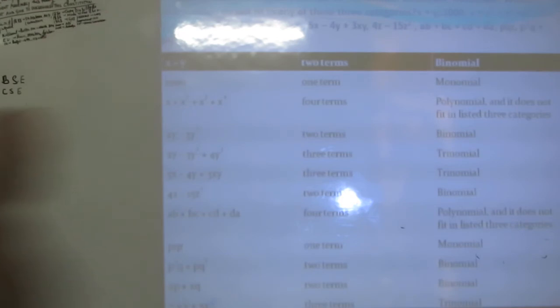Next is 4z minus 15z square. It has two terms. First is 4z, second is minus 15z square. So it is binomial. Again, the next question is AB plus BC plus CD plus D. It has four terms. So it is a polynomial and it does not fit in the listed three categories of monomial, binomial and trinomial. The next is PQR. It has one term, so it is monomial.